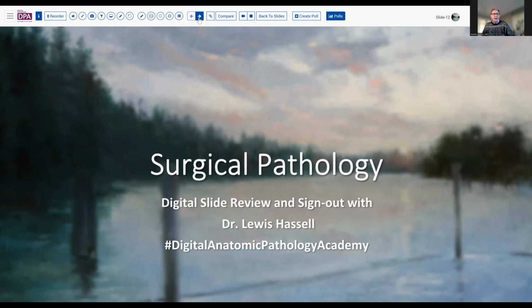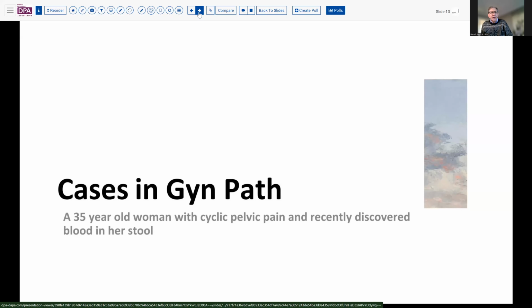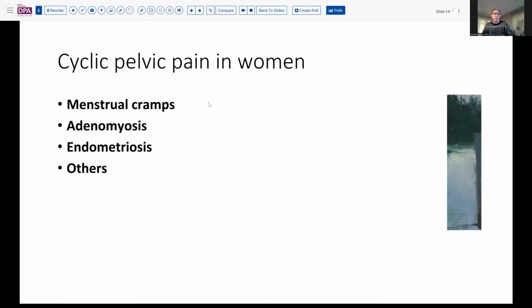Our case today is a fairly frequently encountered challenge, maybe not so much diagnostically as it is clinically in some circumstances. It's a 35-year-old woman who has been having cyclic pelvic pain, and recently was also noted to have a little bit of blood in her stool, which raised some concerns, both from her gynecologist and from her other physicians.